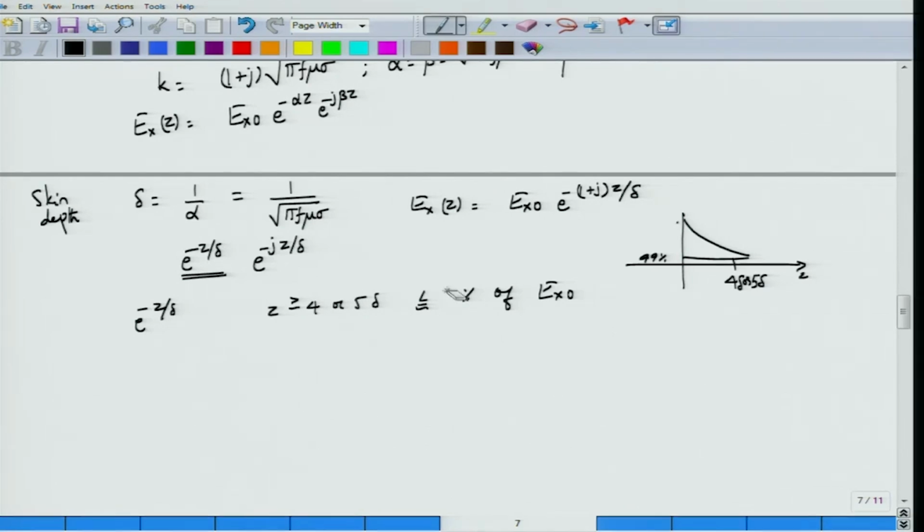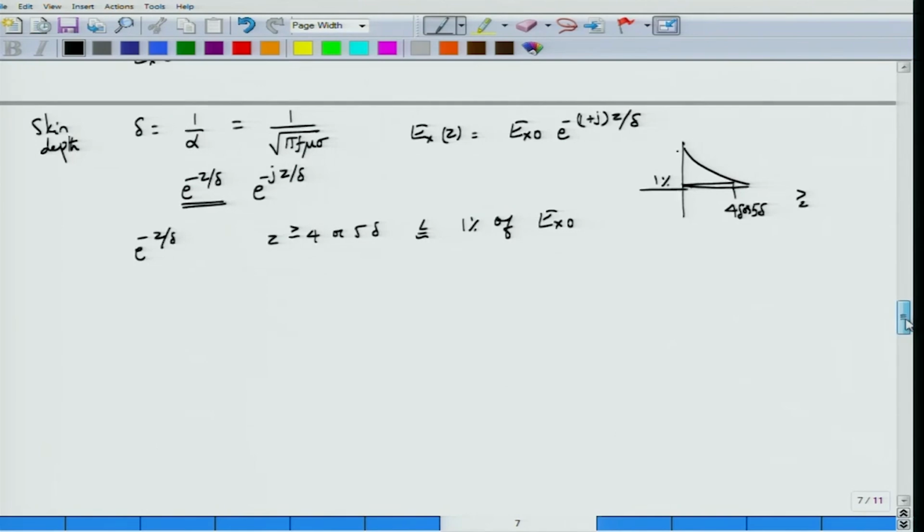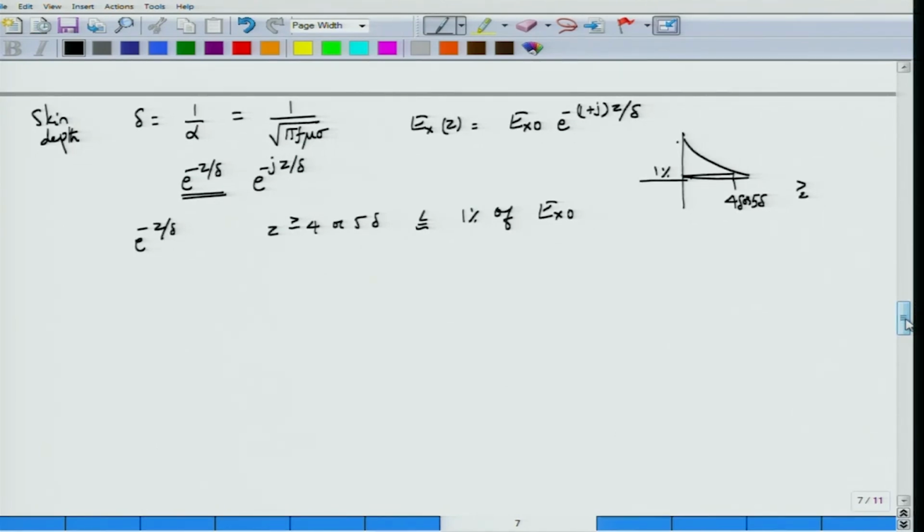Which means that the value at this point would only be about 1% of Ex of 0. This would have decayed by 99%, and therefore this would be around 1%. This would happen for 4 delta or 5 delta. That is why there is this rule of thumb which says that 5 delta units is sufficient for the wave to have decayed. So the wave would just decay and become very small compared to its value at the surface. So this is skin depth. We will come back to skin depth and some of its ramifications very shortly. Let us for a minute consider the other case around.